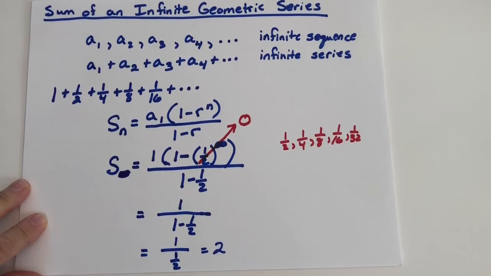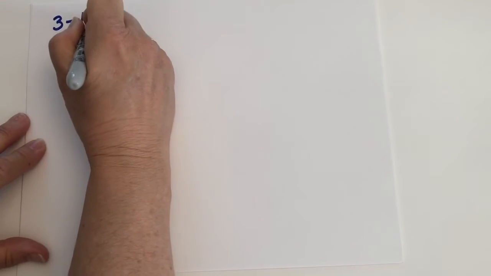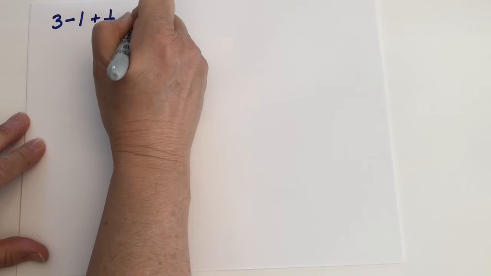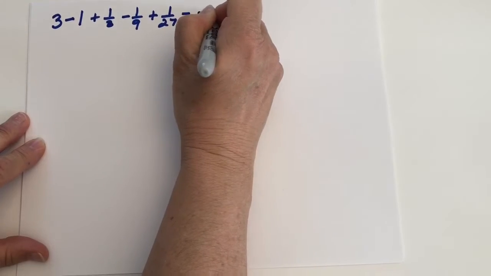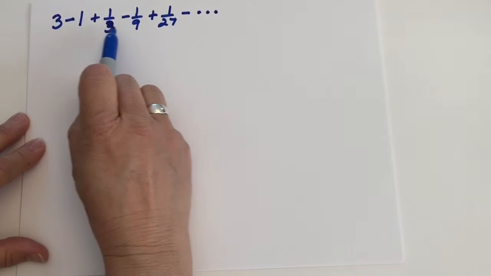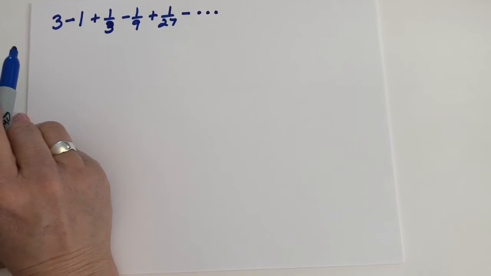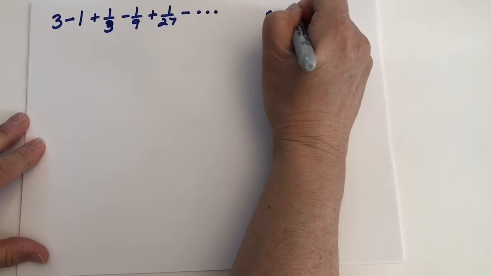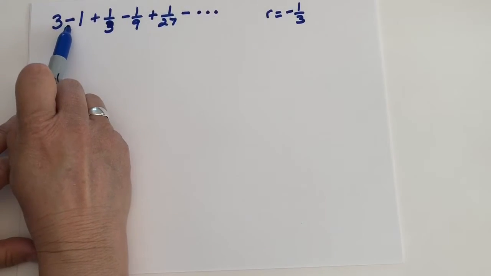Let's look at another one. Let the infinite geometric series be 3 minus 1 plus a third minus a ninth plus a 27th, and so on. Let's see. You could confirm that this is an infinite geometric series. Notice your r value is negative 1/3. Let's jot that down. r equals negative 1/3. So it's an alternating series. It's going back and forth between negative and positive, negative and positive.